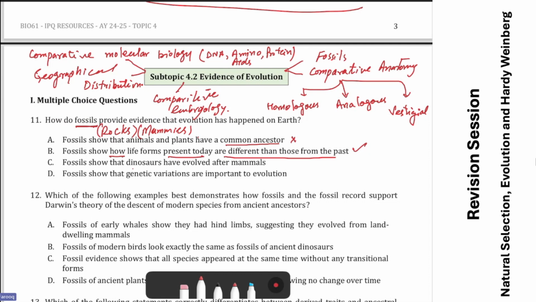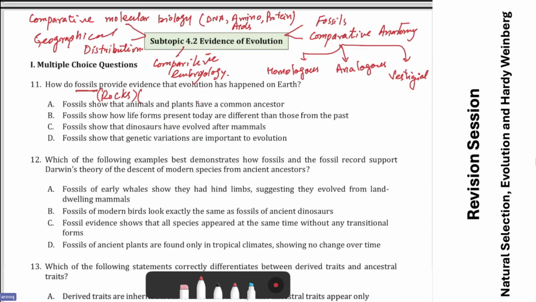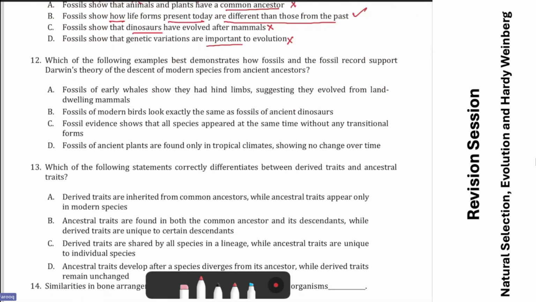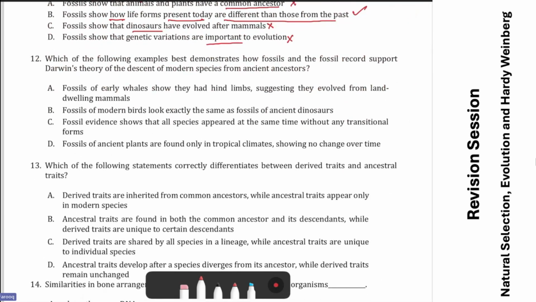Fossils show that dinosaurs have evolved after mammals. No, because we always learn that dinosaurs have evolved into birds, and birds are even before mammals. So this is wrong. Fossils show that genetic variations are very important to evolution. We don't have any idea from here. So of course, the fossils help us to understand that the present species are different from their ancestors. Now we move to the next question.